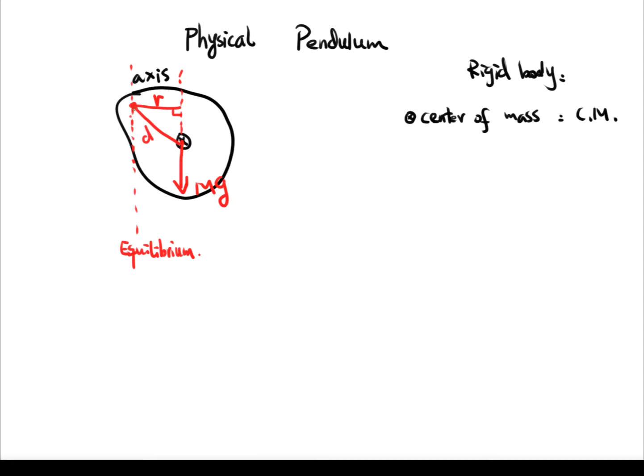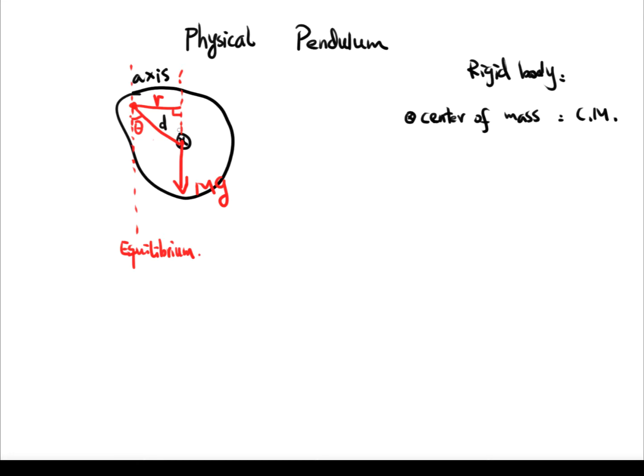Let's also use this angle between the vertical direction, the equilibrium position, and the line connecting the rotation axis and the center of mass. I want to use this angle as the angular displacement for the rigid body. Let's call it theta. Again, this distance is d from the rotation axis to the center of mass.